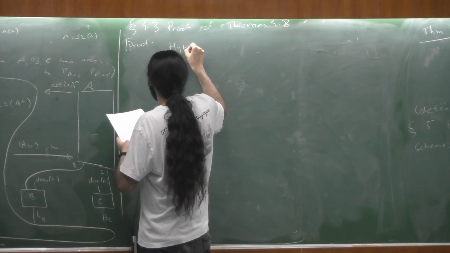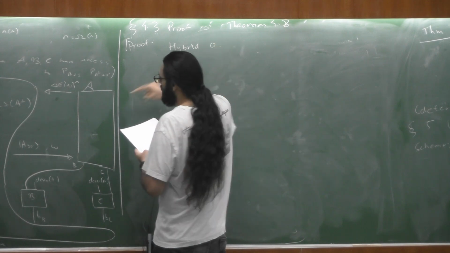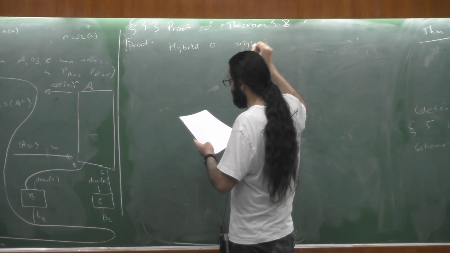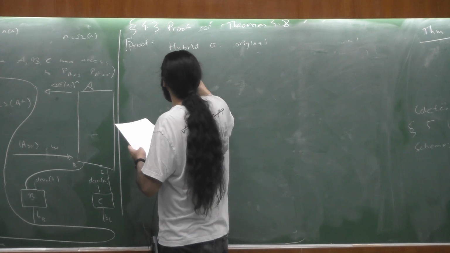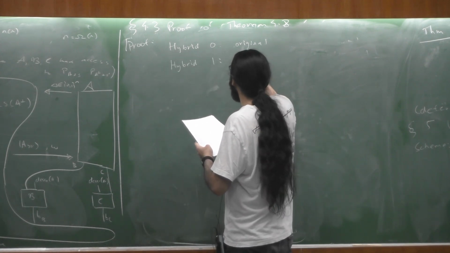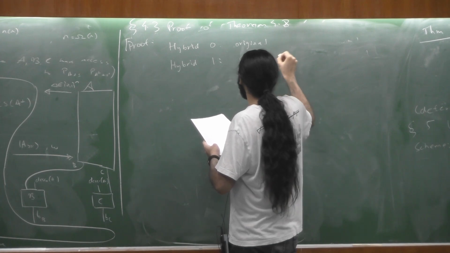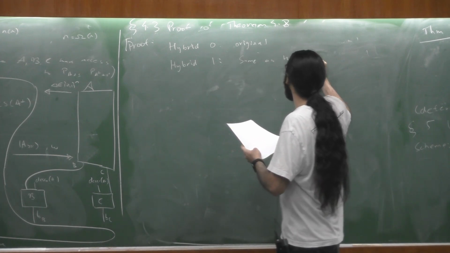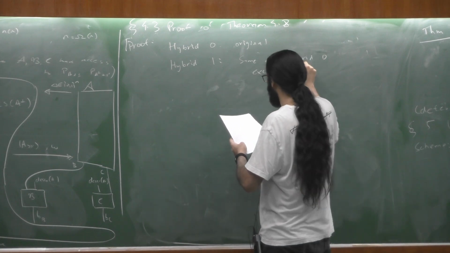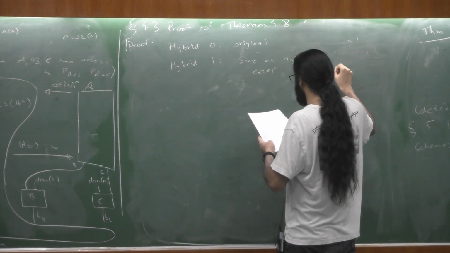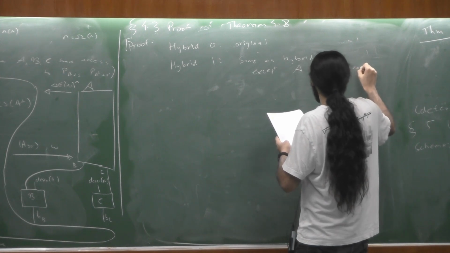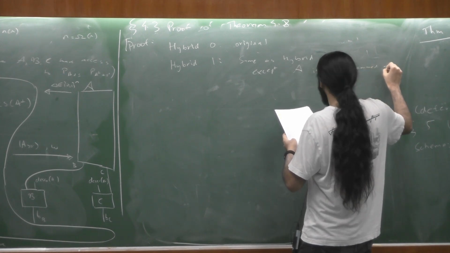So hybrid 0 is the original game. So hybrid 0 is this thing. This is the original. Okay. Hybrid 1 will do the following. So it's the same as hybrid 0, except A is reprogrammed as follows.